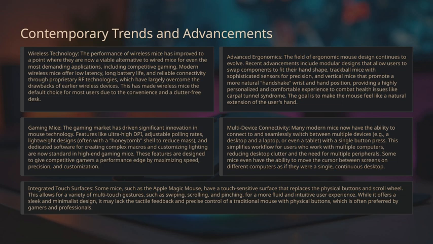Moving on to gaming mice. This is an area where innovation is particularly rapid. High-end gaming mice now feature ultra-high DPI for precision, adjustable polling rates for responsiveness, and lightweight designs often with a honeycomb shell to reduce weight. Plus, they come with dedicated software that allows users to create complex macros and customize lighting effects. All these features are designed to give gamers that competitive edge by enhancing speed, accuracy, and personalization.